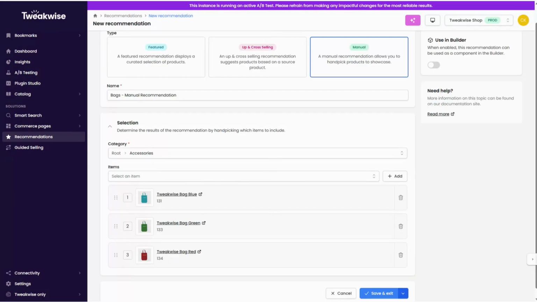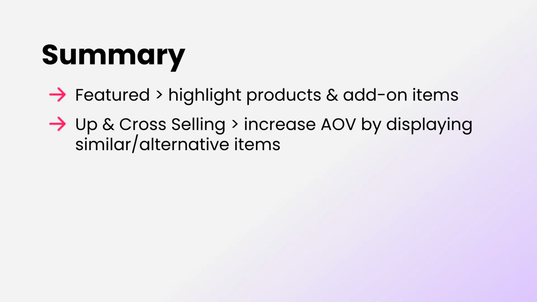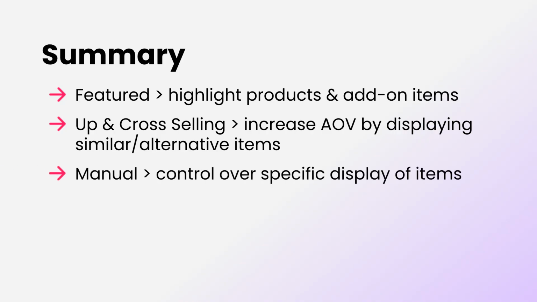To summarize, use Featured to highlight products on your homepage or to showcase add-on items in the shopping cart. Use up and cross-selling to increase your average order value by displaying similar or alternative products on your product pages. Use manual for full control over which specific items are displayed.